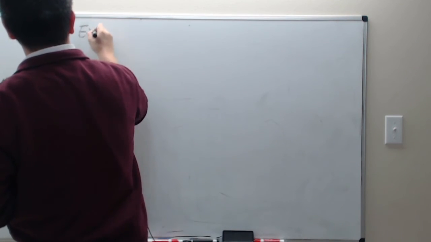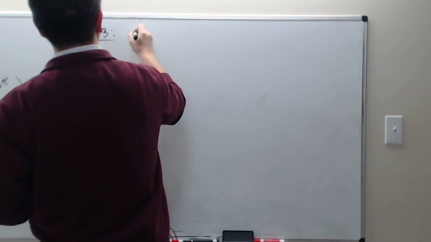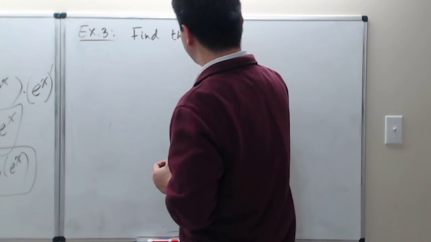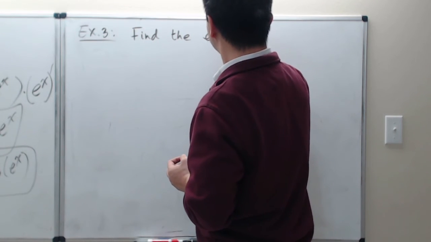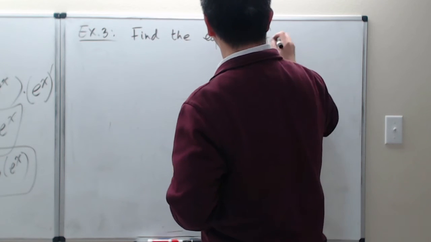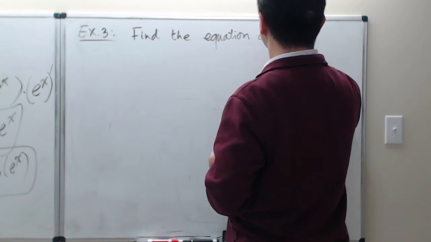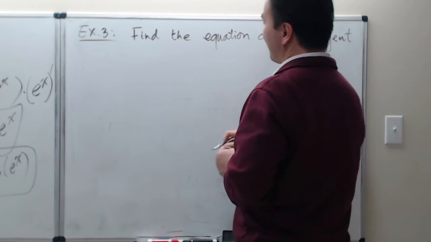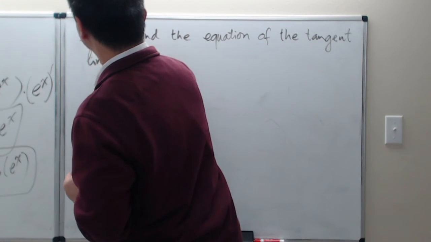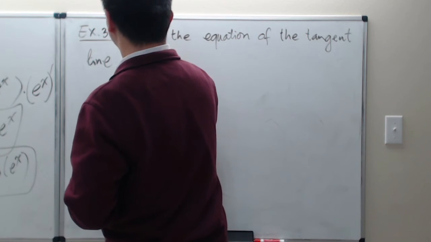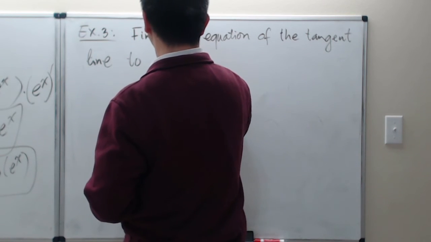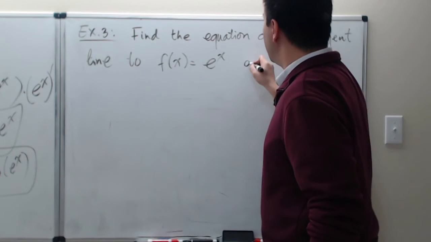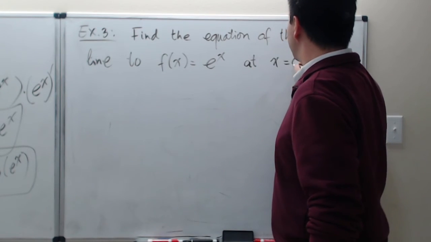Okay, so example 3 right here. Let's find the equation of the tangent line to this function f of x equals e to the x, but now at x equals 0.